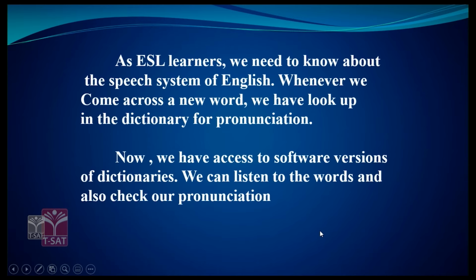So, as ESL learners, we need to know about the speech system of the English language. Whenever we come across a new word, we have to look it up in the dictionary for pronunciation. A standard dictionary like Cambridge Advanced Dictionary or Oxford Dictionary or Orient Longman Dictionary or even Webster. So, a good dictionary gives us various features of words like spelling, word class, pronunciation, meaning and even derivatives and how they occur in different contexts. And now we have access to software versions of dictionaries, and we can have regular practice and we can listen to the words and also check our pronunciation.